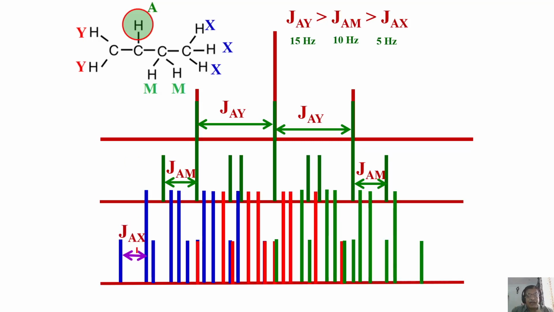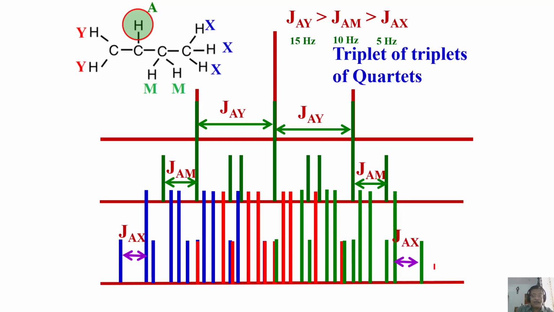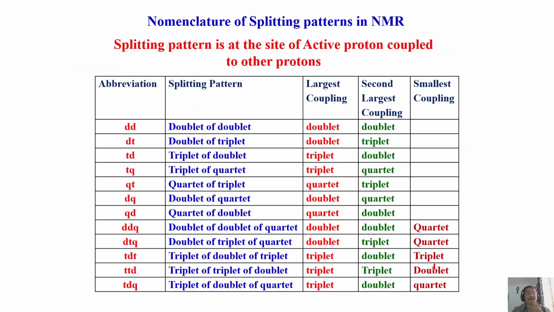What do you call this pattern? Very complex it looks. When you want to analyze the spectrum, you will see it very complex. But you have to give a nomenclature for it. There is a nomenclature name for the splitting. What do you call this one? Larger is triplet, smaller is doublet, then even smaller. So this is called, larger is triplet, then triplet and quartet. So it is called triplet of triplets of quartet. It is called TTQ. So with this, I'll give you some table of nomenclature of splitting patterns in NMR.